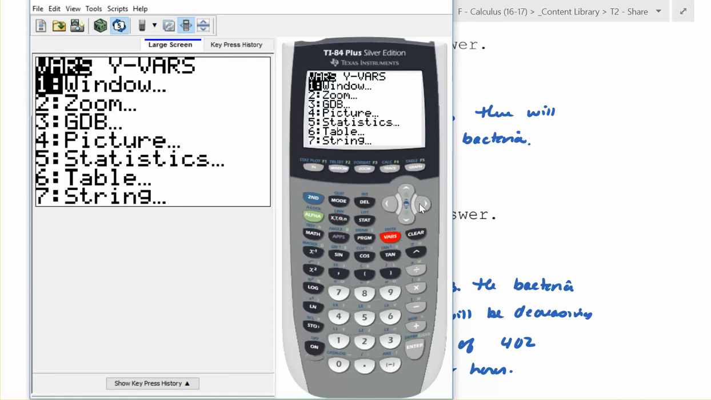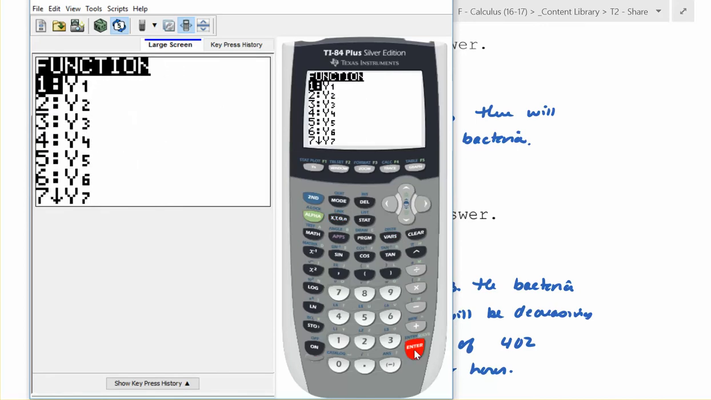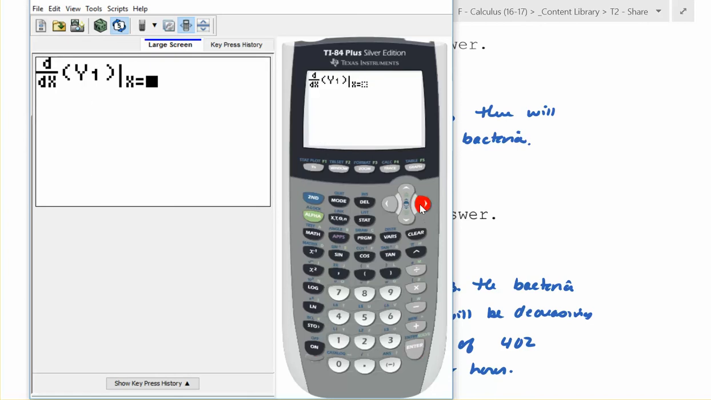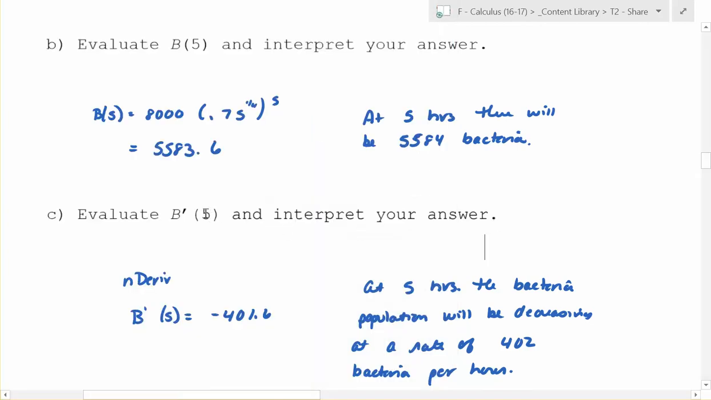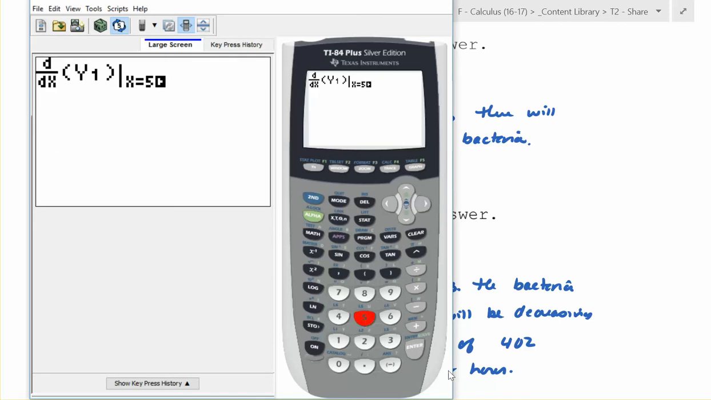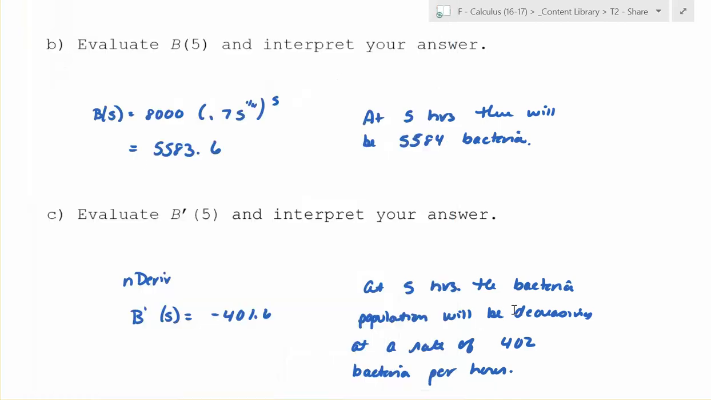Y1. Y1, so you do Y-vars. Do function Y1, and then at x equals what? At 5, right? Yeah. At 5. So at 5, and then you just press enter. And then do you get the exact same thing? Yeah, you do. Look at that.